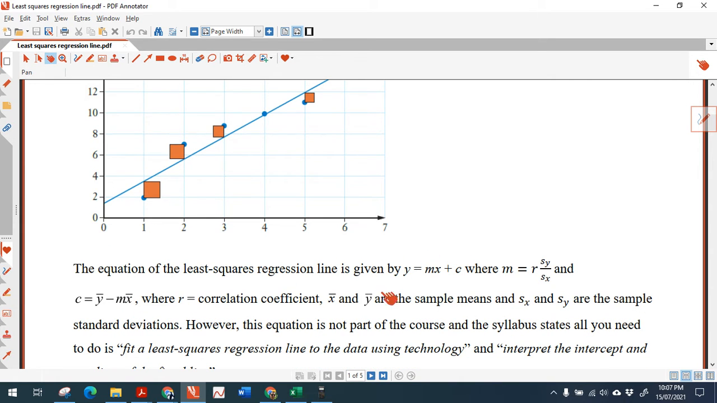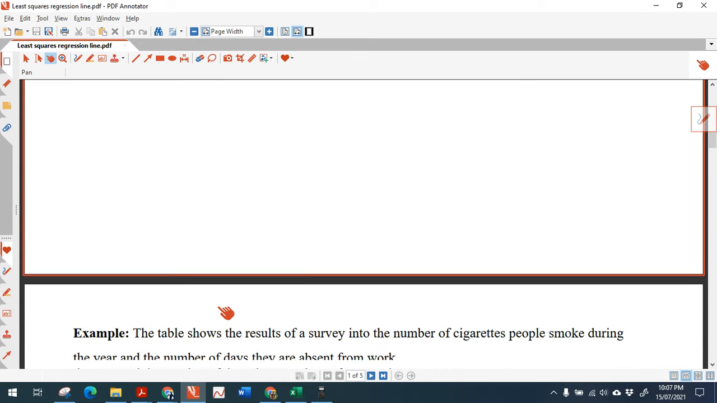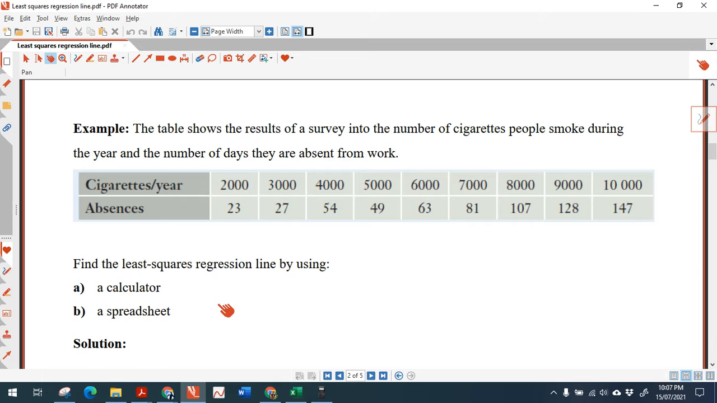Okay, now that's just for your information. This equation and the other equations are not part of the syllabus. It's just there for your information. All that you're required to be able to do for the least squares regression line, according to the syllabus, is to fit a least squares regression line to the data using technology. So we're going to use a spreadsheet for that, and interpret the intercept and gradient of the fitted line. And we've already looked at a bit of that before. So let's have a look at our first example.